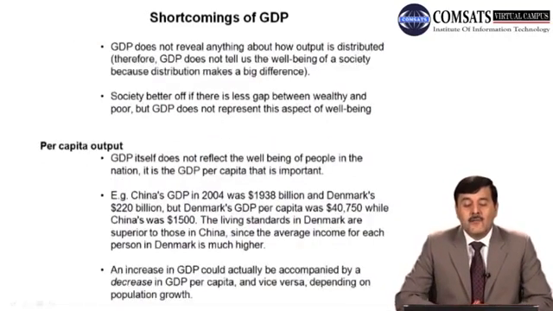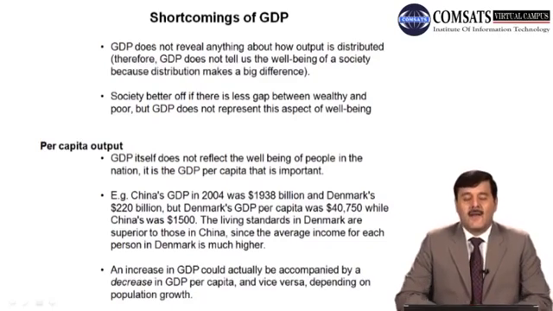And now GDP does not reveal anything about how output is distributed. तो GDP में इस चीज़ का भी जिक्र नहीं किया जाता जब मेजर किया जाता है किस तरह से आउटपुट को डिस्ट्रीब्यूट किया जाएगा among different factors of production, among different sections of the society, which is very, very important.